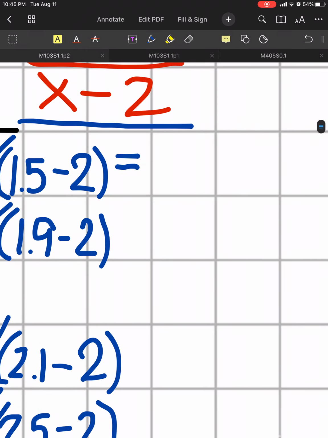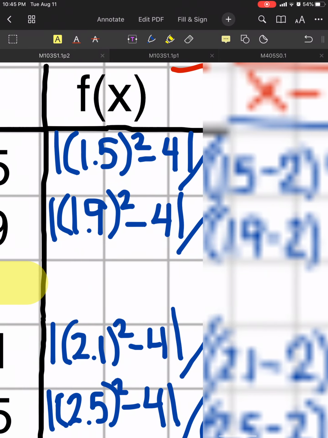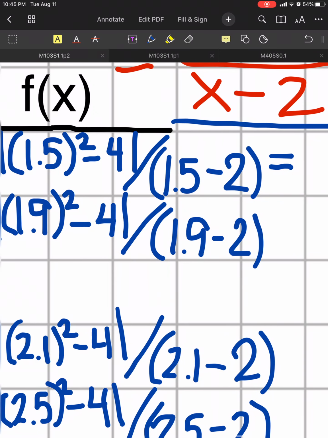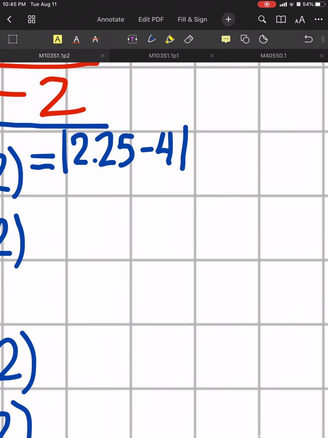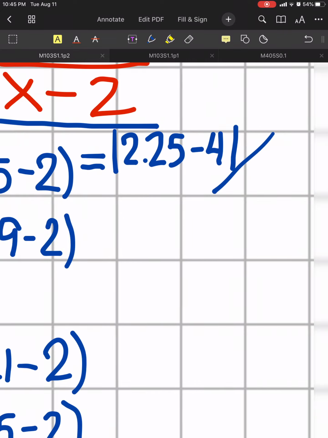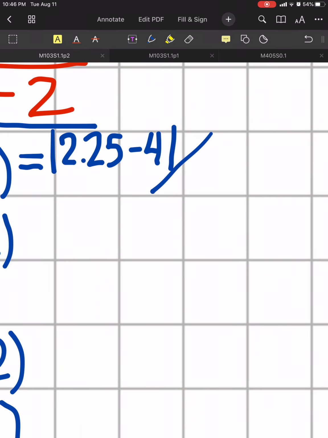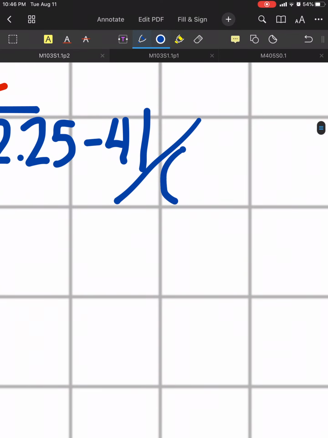1.5 squared is 2.25. 2.25 minus 4 is negative 1.75. So here we're going to get 2.25 minus 4 on top, absolute value of that, over on the bottom, 1.5 minus 2, that is negative 0.5.